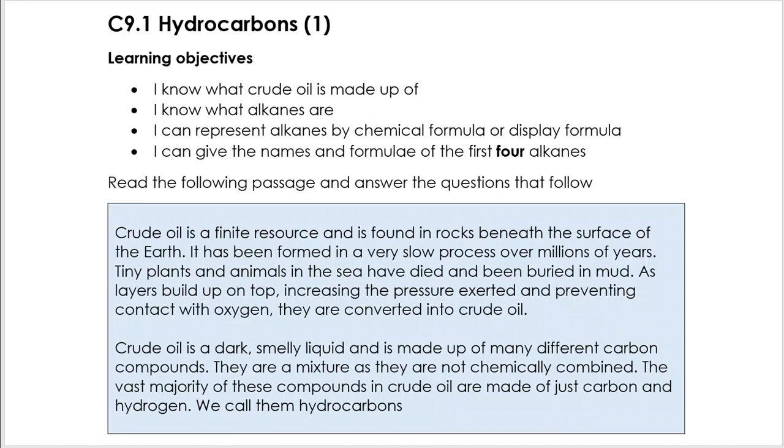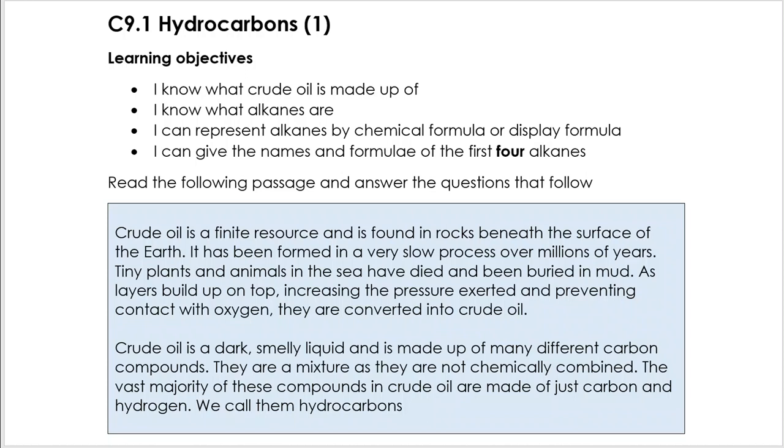We need to know about where crude oil comes from, what alkanes are. We're going to look at chemical and displayed formulae of alkanes, and we're also going to look at how we draw and name them. So the first information that we've got here is about how crude oil is formed. There's a big paragraph that you can take the time to read. I'm going to pick out some of the key bits.